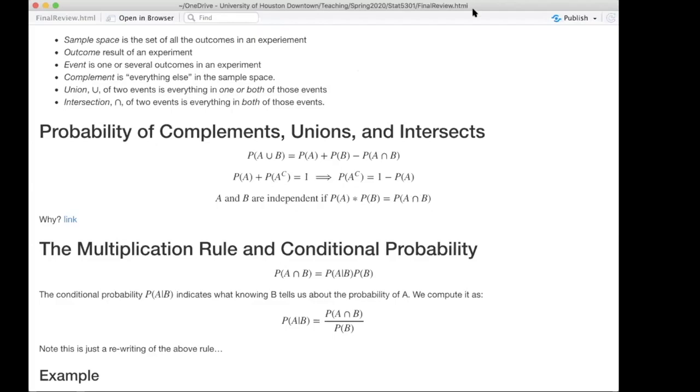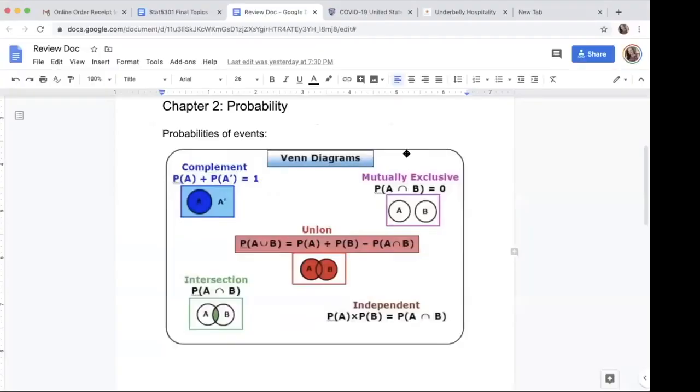Yeah, mutually exclusive is when their intersection is nothing, right? If A is true, B cannot also be true, right? They cannot be both A and B at the same time. That is our idea behind mutually exclusive. They can be independent, and there's an interplay there. But we'll go back to this guy.